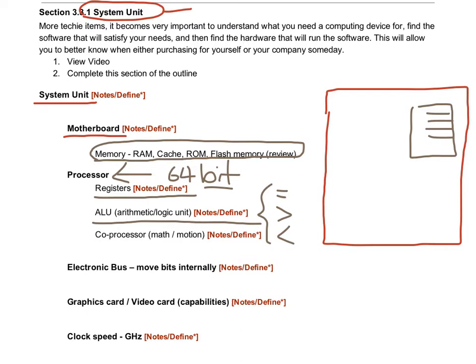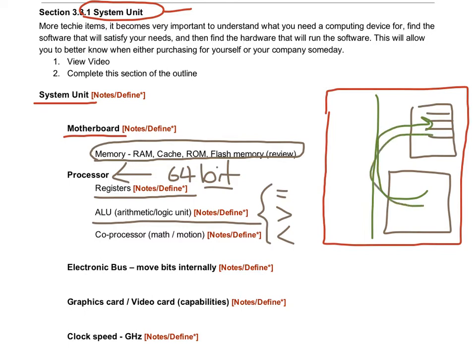Okay, just a slight review there. Remember, the instructions, the software, is in memory. And then it travels along the electronic bus to move to the processor, which performs the instructions and sends the results back. We'll talk more about that later on.